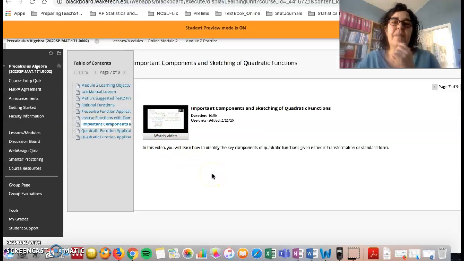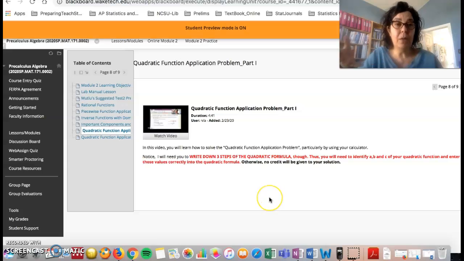The other one is about important components of sketching a quadratic function. So we know how to transform, how to switch between transformation form and standard form of the quadratic function. But here is a little bit of a different problem. We're trying to find the x-intercepts of the quadratic function if the function is given in transformation form or vertex form. Look at that.